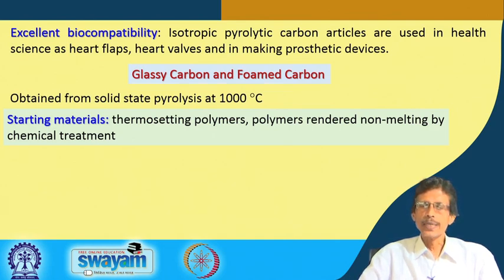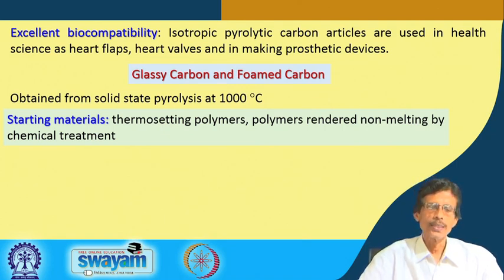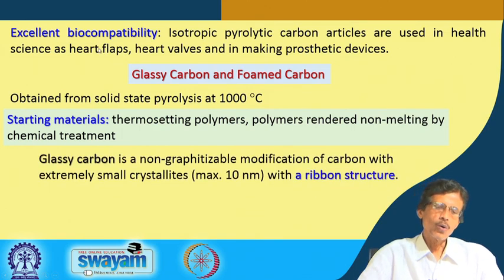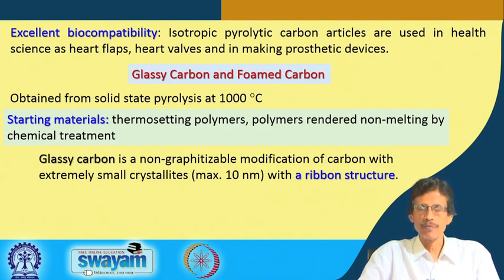Then polymers are rendered non-melting by chemical treatment. So, some of these polymers basically, because otherwise if it is in the molten condition, it is very difficult to burn, and the pyrolysis also can be hampered. So, this particular variety, the first variety, the glassy carbon variety, is a non-graphitizable modification. That means it is not able to be converted to a graphite form. So, we cannot have the graphite modification out of this procedure.